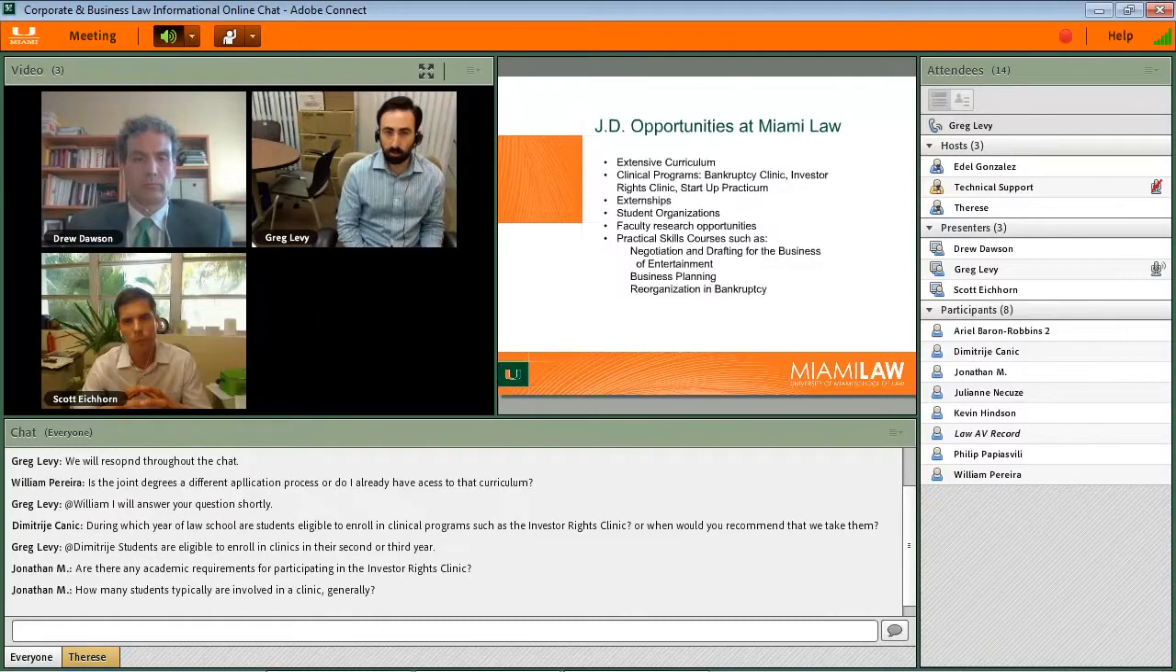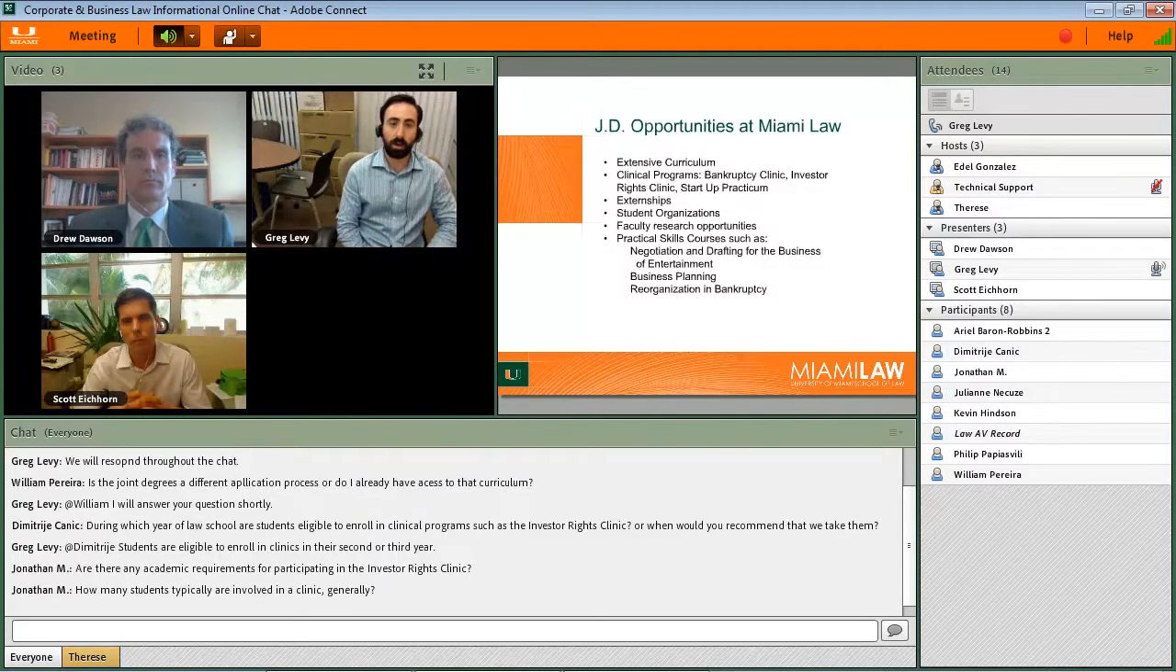In terms of the access to the curriculum, in the LLM programs, some of the programs have courses which are essentially what we would call cross-listed, where they're listed both in the LLM programs and the JD programs. So for instance, to get down to the last bullet point on this slide, some of our practical skills courses. Negotiating and Drafting for the Business of Entertainment is a course that the director of the entertainment LLM program teaches. That's Professor Flagelman. And he teaches that course as a kind of takes you through a deal.